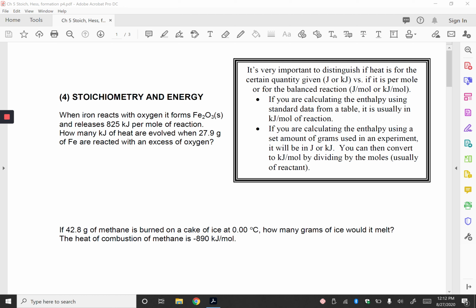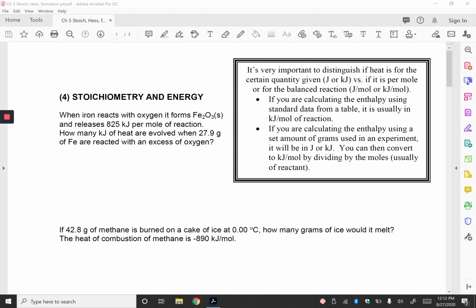Let's talk about stoichiometry and heat calculations. So with stoichiometry, when it comes to calculating the heat transferred in a reaction, usually you are given a reaction with a certain delta H in kilojoules per mole of reaction as written, and you are given a certain amount and asked how much heat is transferred. So let's look at an example here.